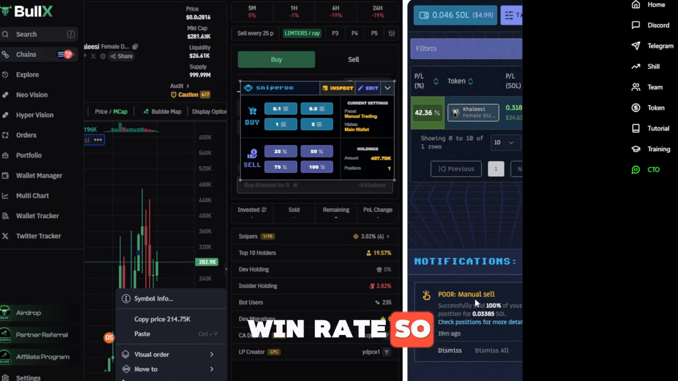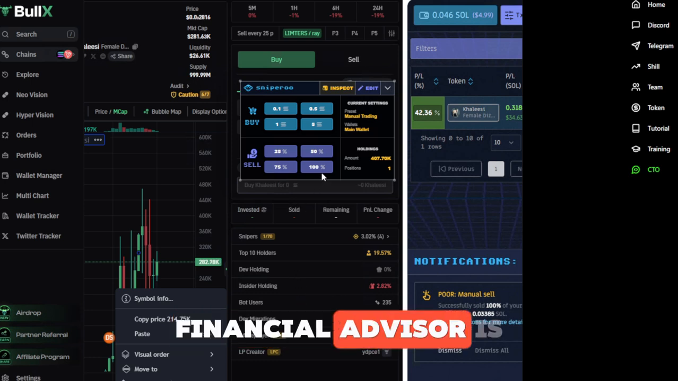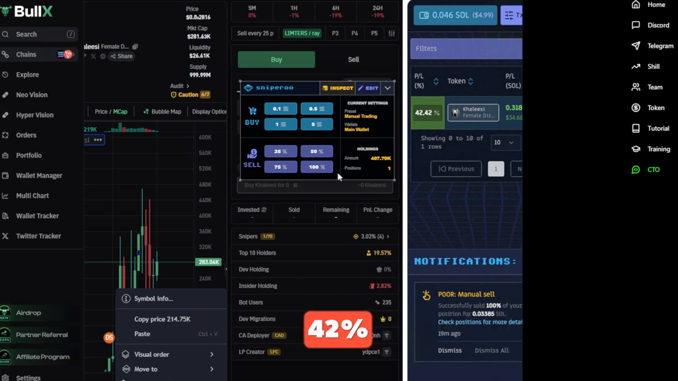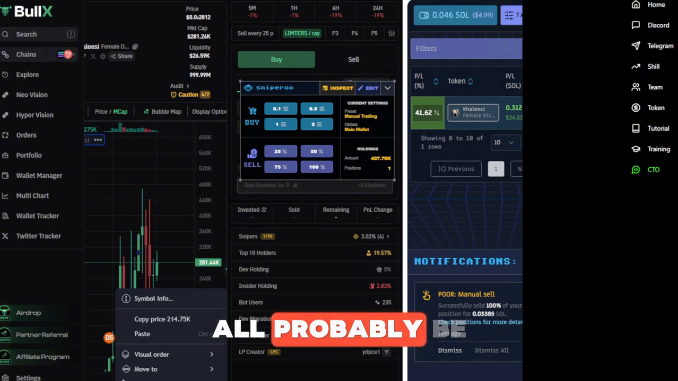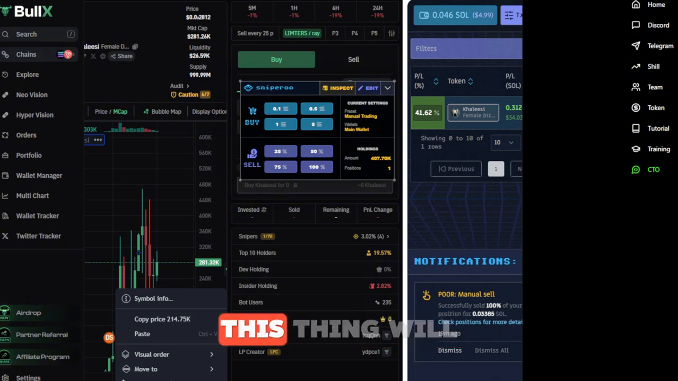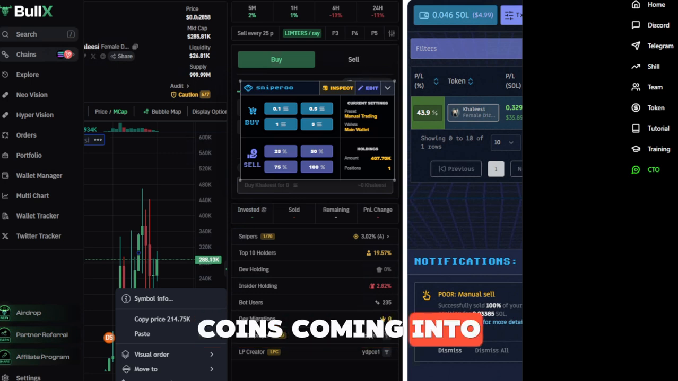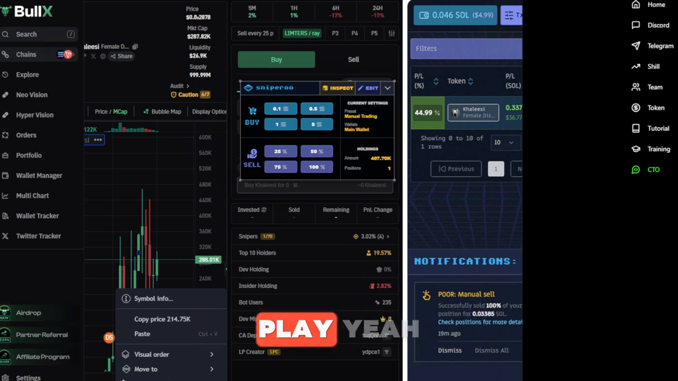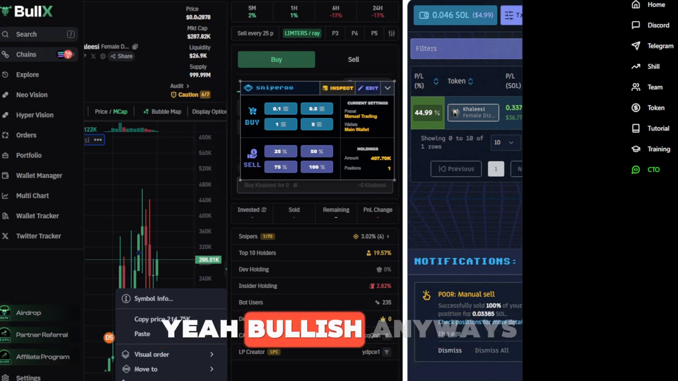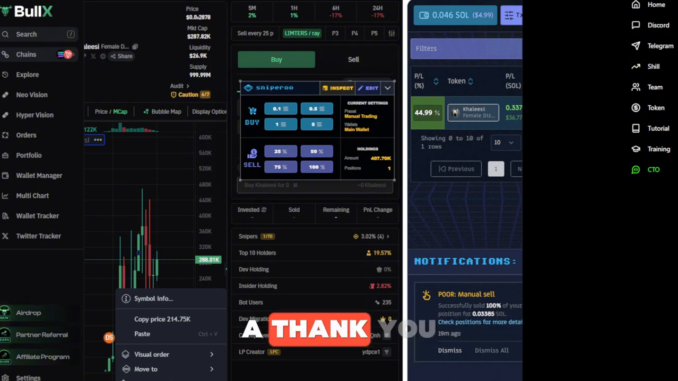So with that being said, I'm not a financial advisor. It's not financial advice, guys. I'm at 42%. We're probably going to be in this trade for a couple of days. I think this thing will probably have community settlement to the point of Quazoo, where it'll pick up and be Solana's savior when it comes to low market cap coins coming into play. Yeah, bullish.